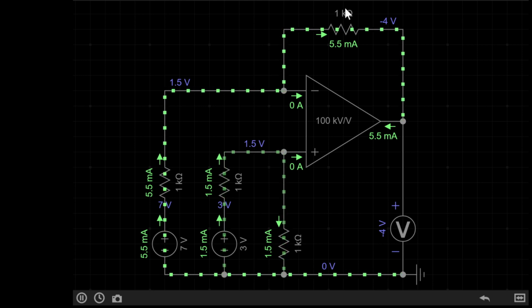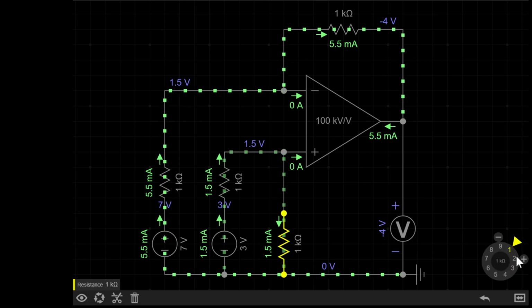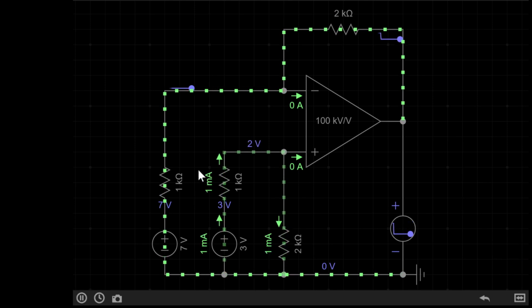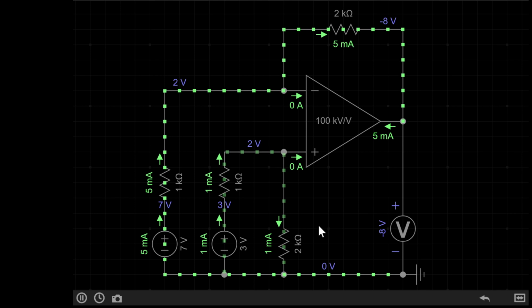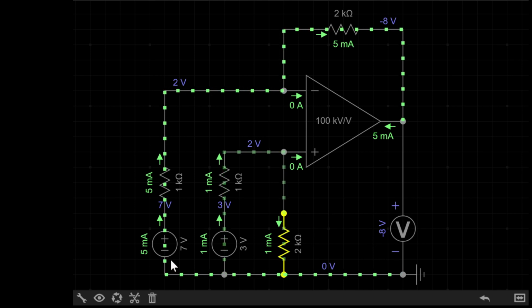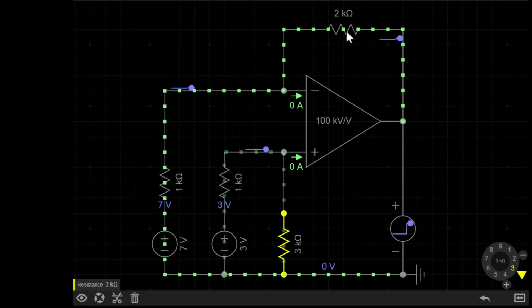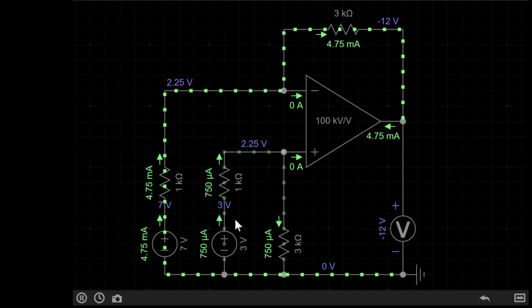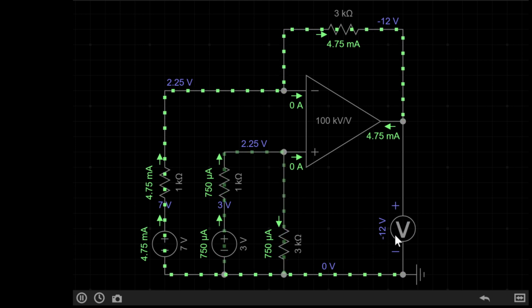If I change this resistor and this resistor down here, so this one to 2K and this one to 2K, so I'm doubling both their values. These are both 1K, these are both 2K. Instead of minus 4, we now get minus 8, so the output has doubled. If I now set them both to 3K, so these are triple the value of these two, we get minus 12 volts. So that's tripled. Minus 4 times 3 is minus 12.